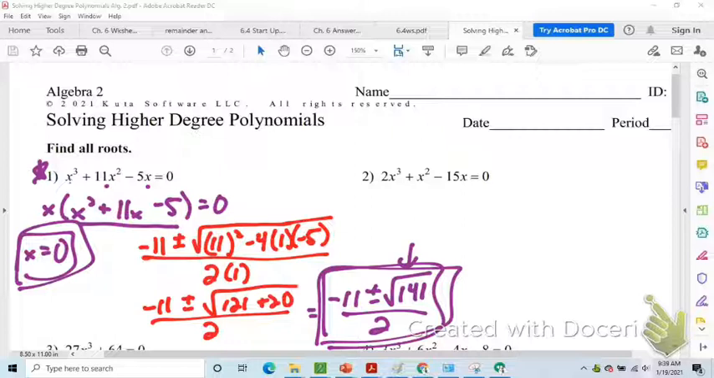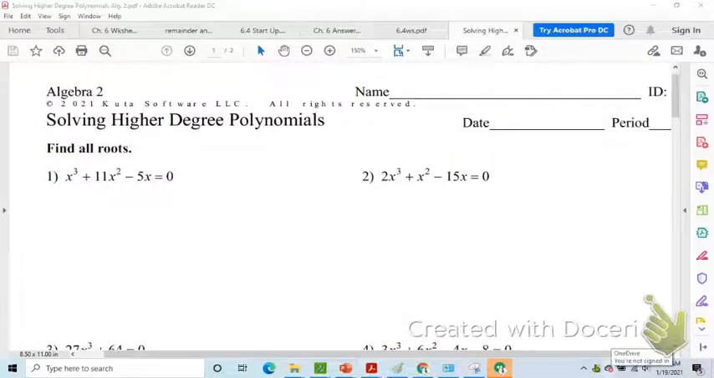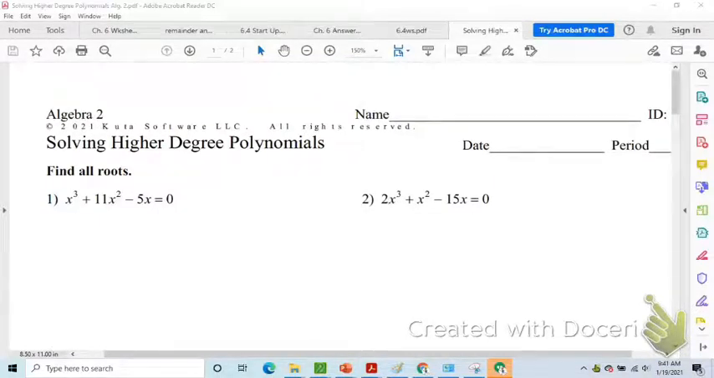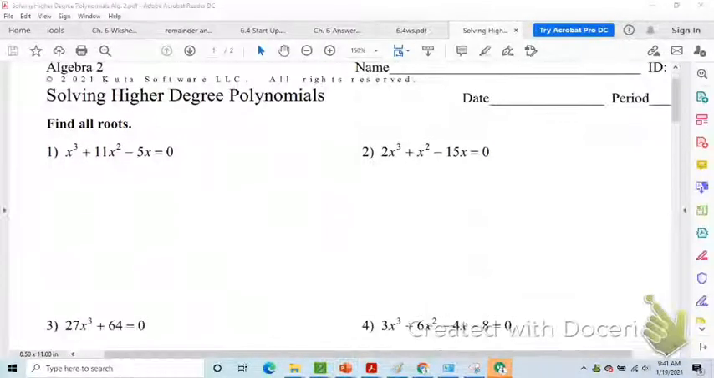Now, let me see if I can do this. It's not working. Oh, that's better. All right, now I can do that.